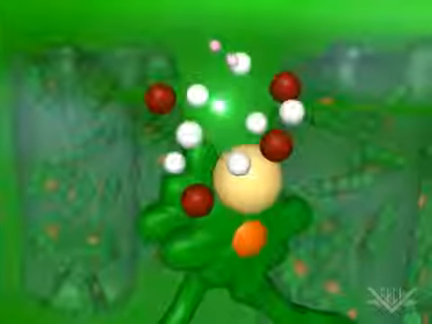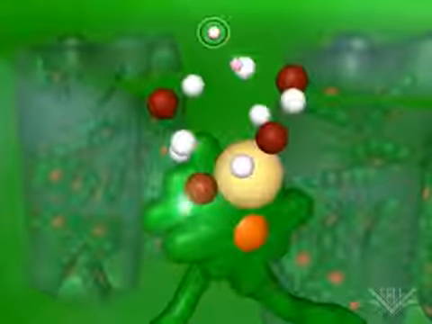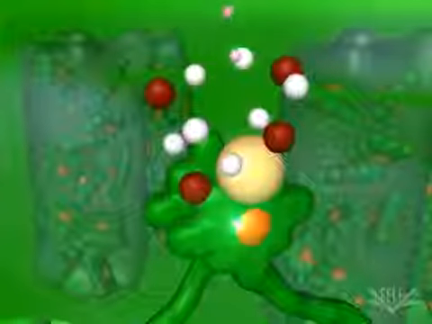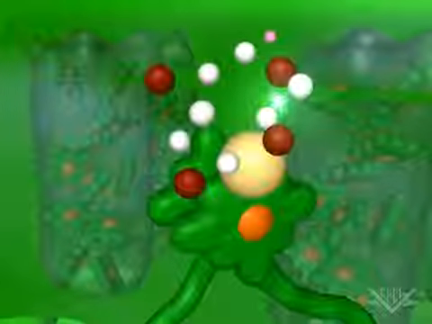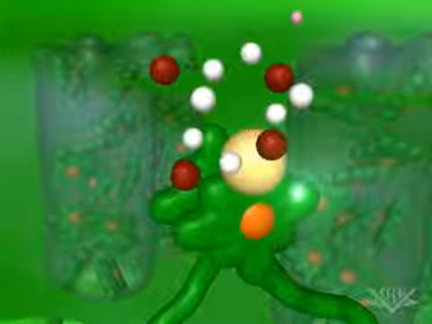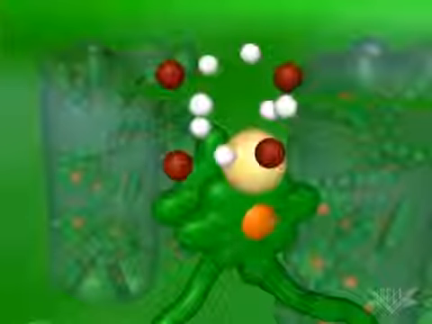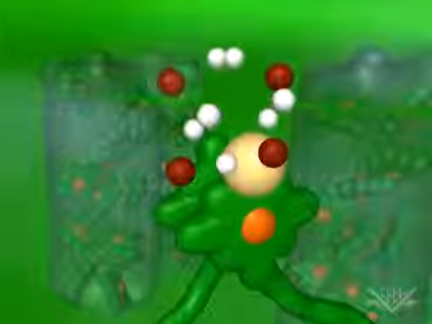Water splitting also releases hydrogen ions into the lumen. This contributes to a hydrogen ion gradient, similar to the one created by mitochondrial electron transport. After 2 water molecules have been split, 1 molecule of molecular oxygen is created.